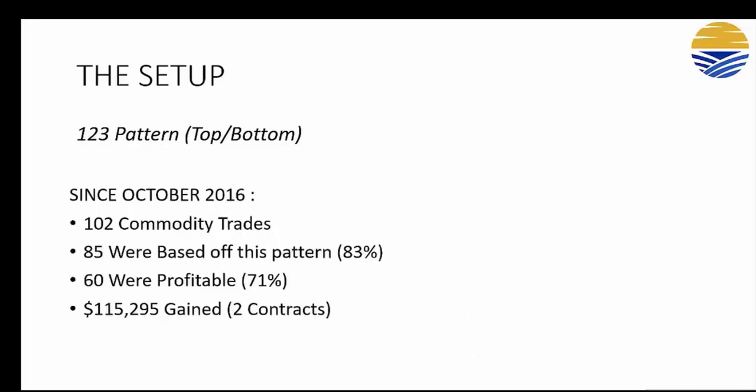In fact, this setup since October 2016, Seasonal Swing Trader has issued 102 commodity trade alerts. 85 of those 102 were based off of the 1, 2, 3 pattern, equates to approximately 83%. 60 out of those 85 were profitable, equating to a 71% profit factor rate. And since October 2016, those patterns alone have generated $115,295 per a 2-contract basis.